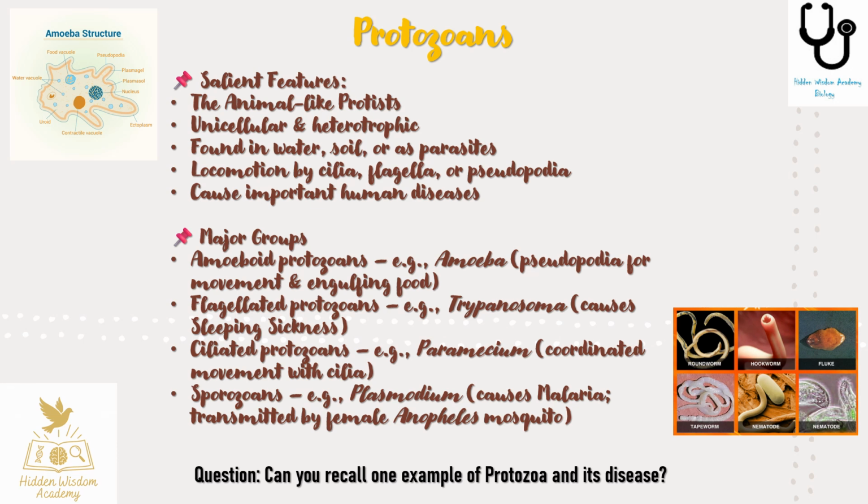Amoeboid protozoans, like amoeba, use pseudopodia for movement and feeding. Flagellated protozoans, such as trypanosoma, cause sleeping sickness. Ciliated protozoans, like paramecium, use cilia for movement and food capture. Sporozoans include Plasmodium, the parasite that causes malaria, spread by female Anopheles mosquitoes. Protozoans are important both in nature and in medicine, since some of them cause serious human diseases.